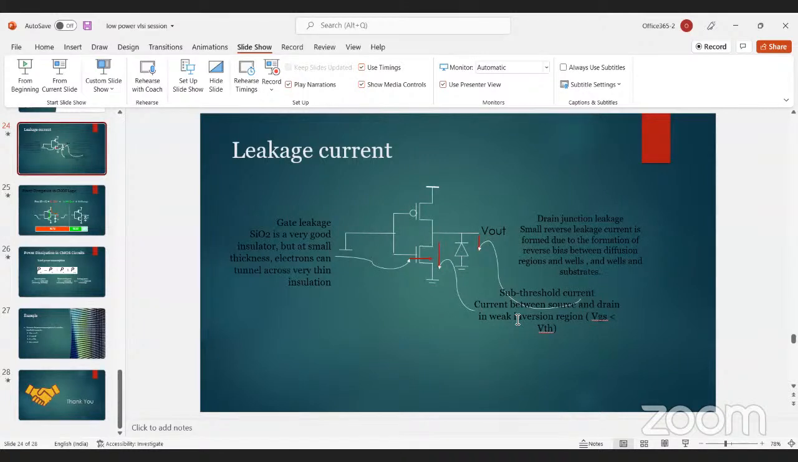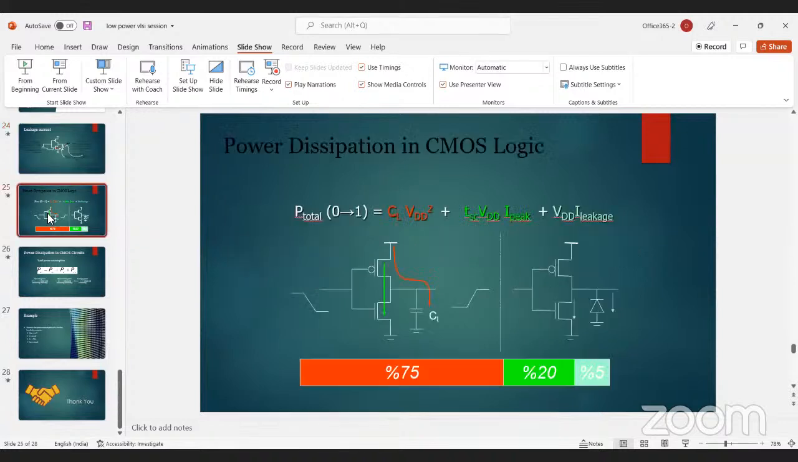Nowadays, devices are being designed which use this leakage current as the working current of the device. So instead of reducing the static power, this component is used as the working current. That is again a completely separate topic: how the sub-threshold region is used for the operation of small devices, or ultra low power devices, designed with this 5% leakage current. Very good point.